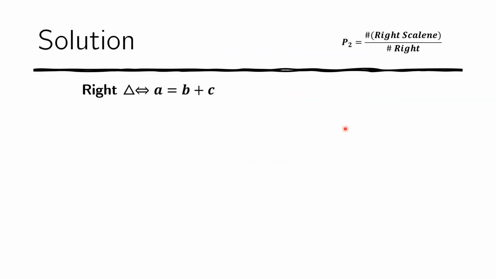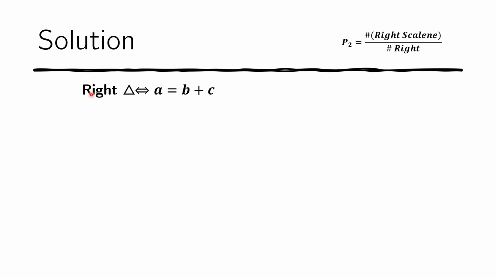Let's just remind ourselves that we're looking for P sub 2. And so we want to count the numerator, the number of triangles that are both right and scalene, and we also want to count the number of triangles that are right, regardless of whether or not it's scalene. And we will start with the denominator because that's easier.